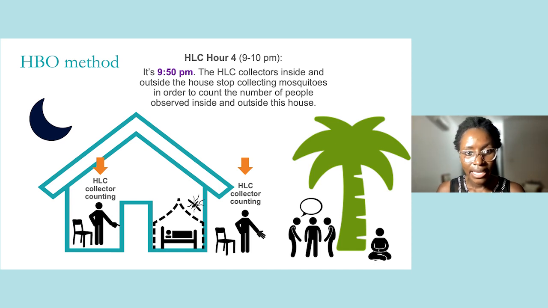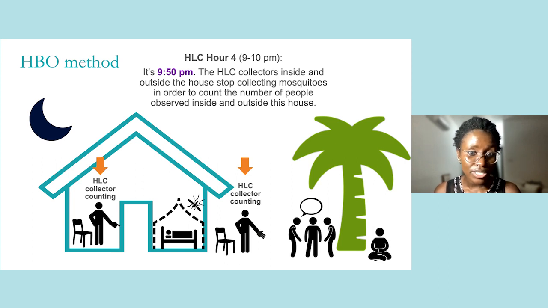The HLC collector outside the house does the same. Near the end of each hour, the collector stops collecting mosquitoes and instead observes and records the number of people outside, the number of people asleep versus awake, and the number who are under versus not under a bed net. Each HLC collector should observe and record these human behaviors at the end of every HLC collection hour.